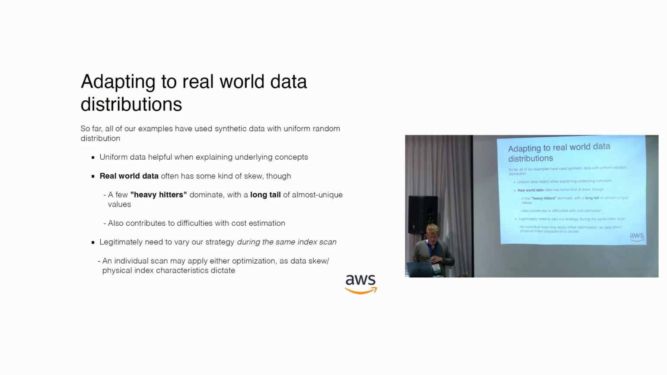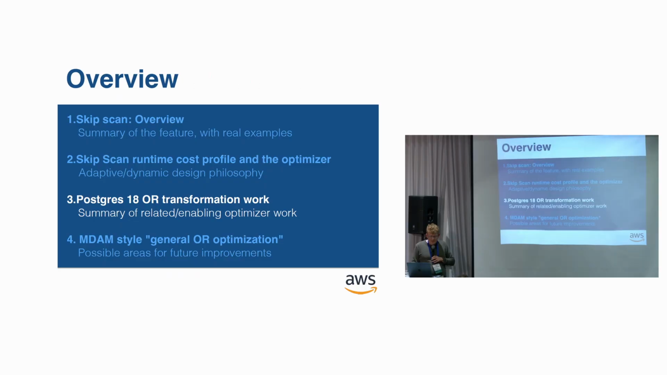So I think it's pretty obvious that in real world data, skew is very common. I think it's pretty much self-evident that there's no reason why an index scan has to be just one particular thing. It could be a lot of skipping, it could be a lot of not skipping, etc. Just because that's how the data happen to come out for whatever real world reason.